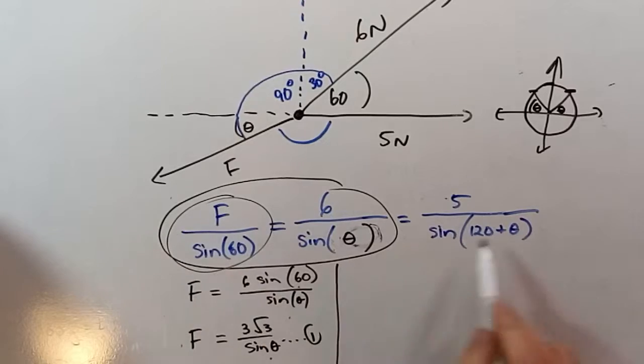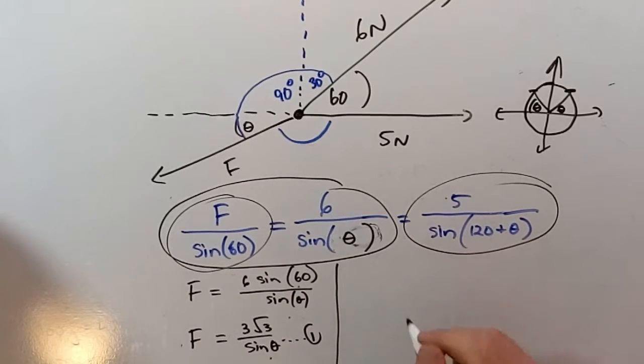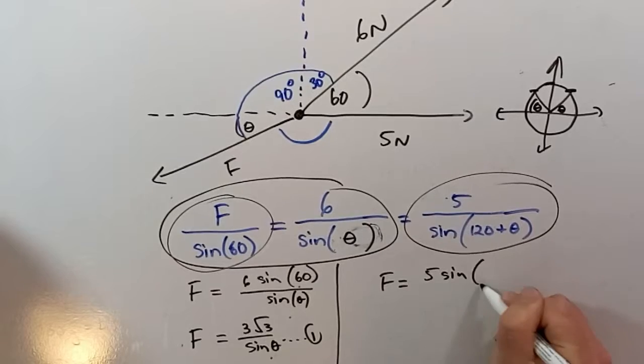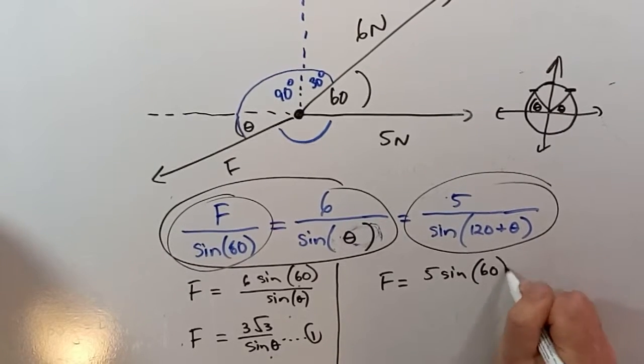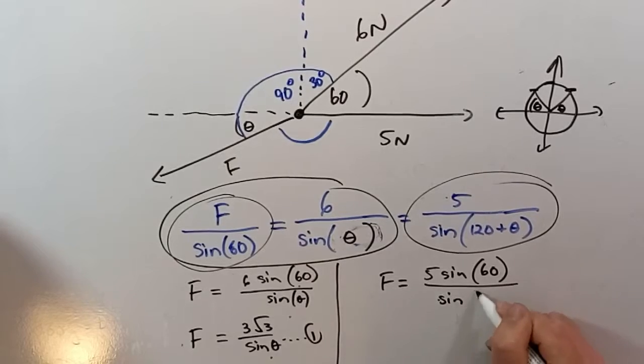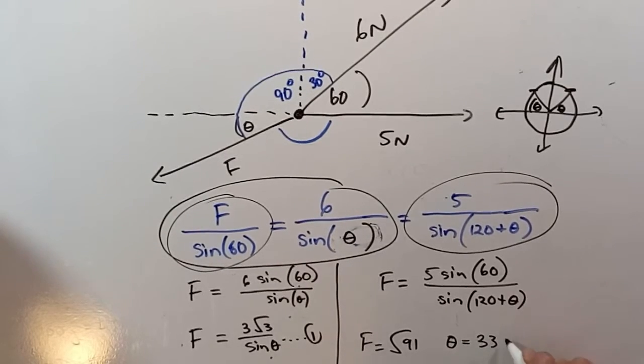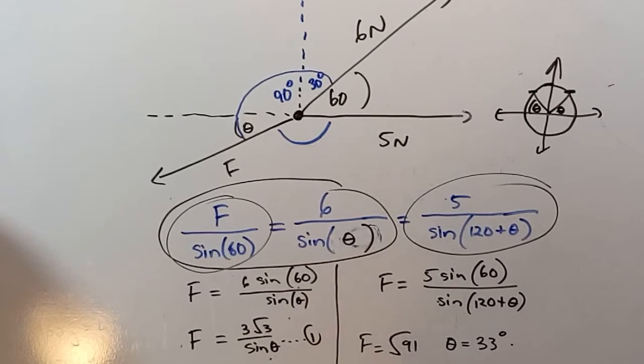And then we could use this bit and this bit. So we can go F is equal to 5 sine of 60 over sine of 120 plus theta. Okay, and then we could solve those two equations simultaneously, use our CAS, find theta, find F, and we should get the same answer as we did before. We get F is equal to root 91, and theta is 33 degrees. Okay, so that's it.